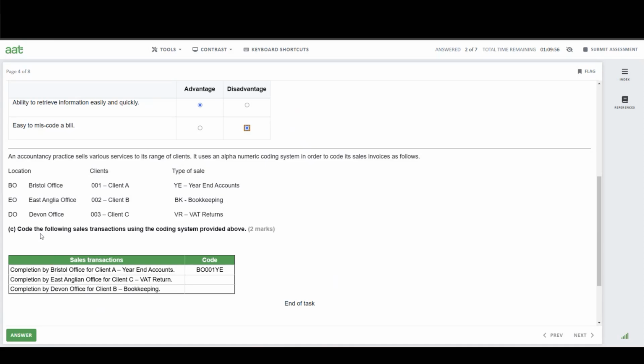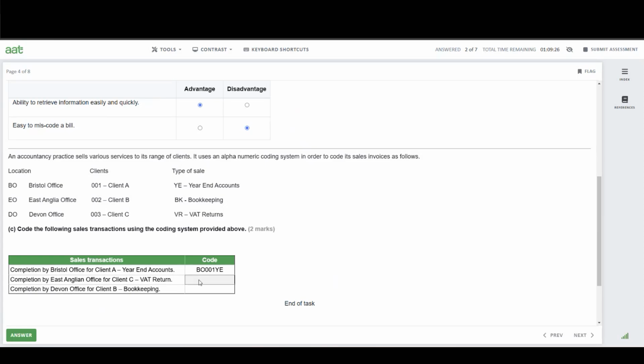So we're asked to code the following sales transactions using the coding system provided above. So we can see that these are all sales transactions. They've helpfully given us the code for the first one, so we can see how that works. Completion by Bristol office, so it starts with BO for client A. So client A uses 001, and year-end accounts have been prepared, so it's YE. So we need to do the same thing now for the second one.